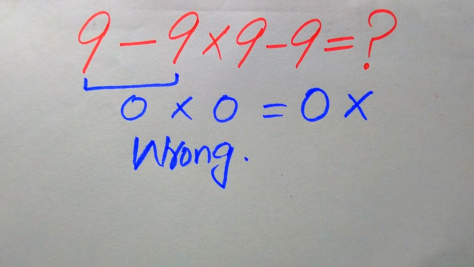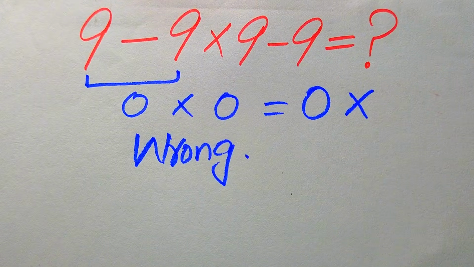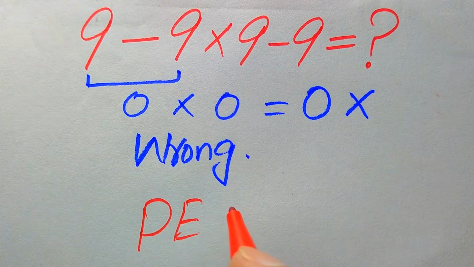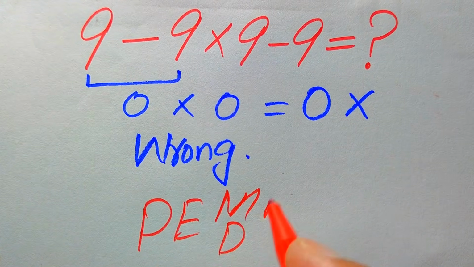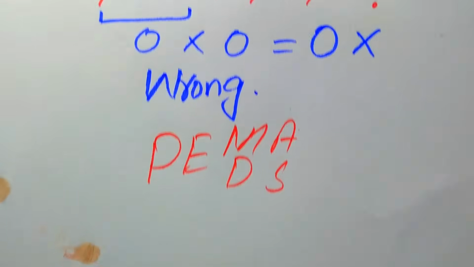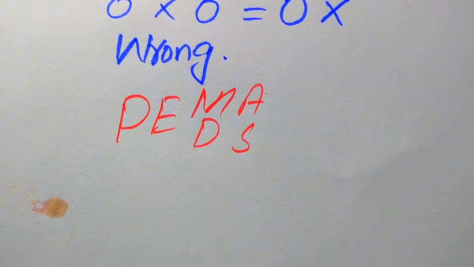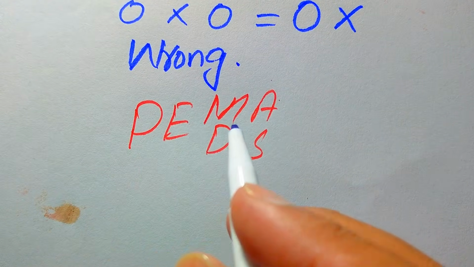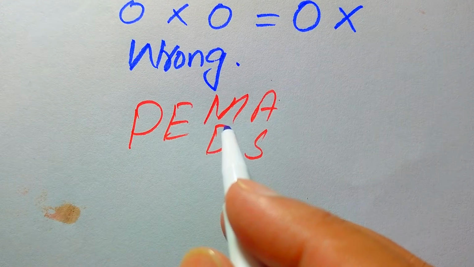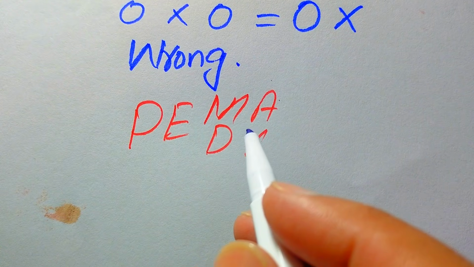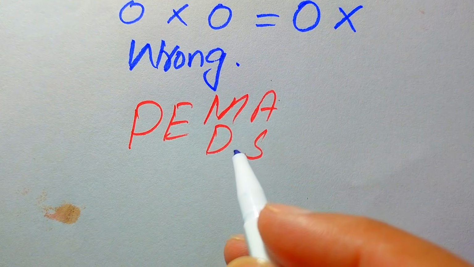And now I can give you the correct way to solve this problem. Here we solve this type of algebraic expression by using the PEMDAS rule. Okay, I hope you already know about the PEMDAS rule. So here P stands for parentheses, E stands for exponents, M stands for multiplication, D stands for division, A stands for addition, and S stands for subtraction.